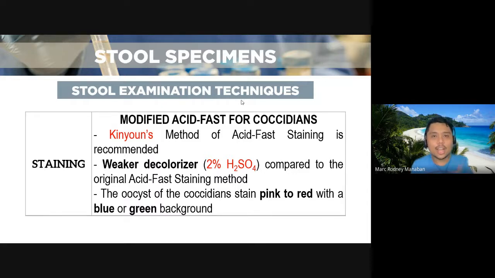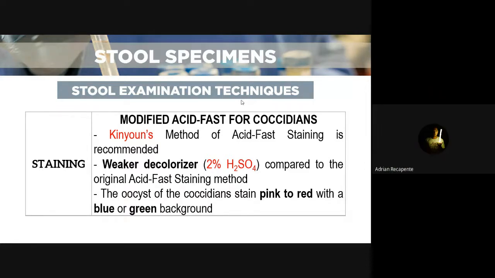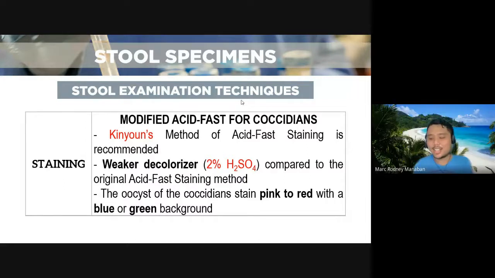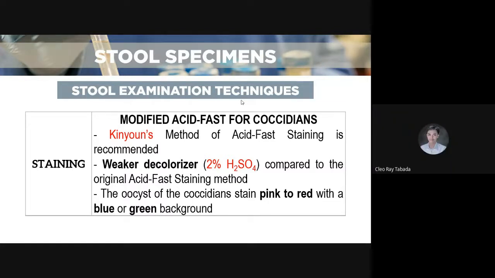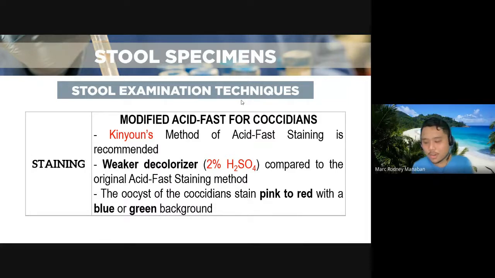Recall, for acid fast staining procedures you have two types. You have Kinyoun and what is the other one? Ziehl-Neelsen. Okay, very good. And among those, which one is the hot method and which is the cold method? Ziehl-Neelsen is the hot. And Kinyoun is the cold. Very good. So why is Ziehl-Neelsen called the hot method?